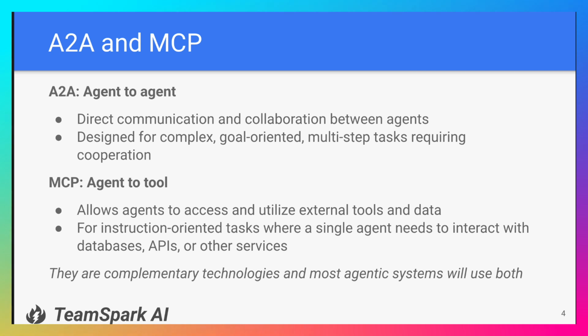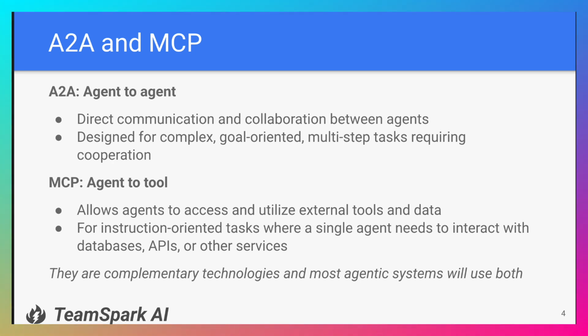So how does it relate to MCP, or Model Context Protocol? A2A is agent to agent. MCP is agent to tool. So really, A2A is about collaboration between agents. It's when you have a task that is complex or goal-oriented or requires multiple steps or maybe some kind of reasoning or usage of multiple tools. So you can think of it as if I'm an agent and I need to call another agent that's going to have to apply some complex process to be able to accomplish the task or answer the question. I want to use A2A and delegate to an agent.